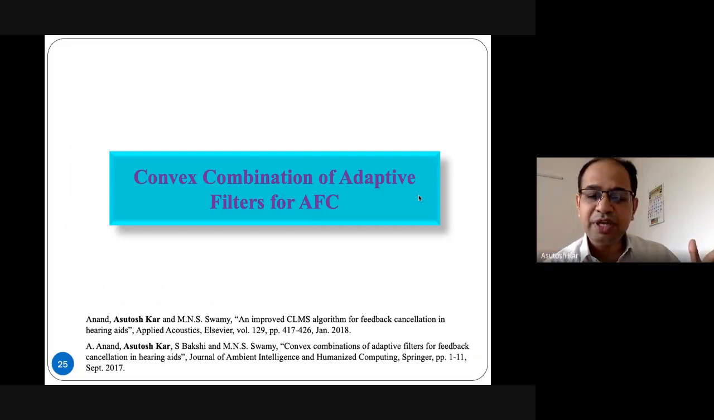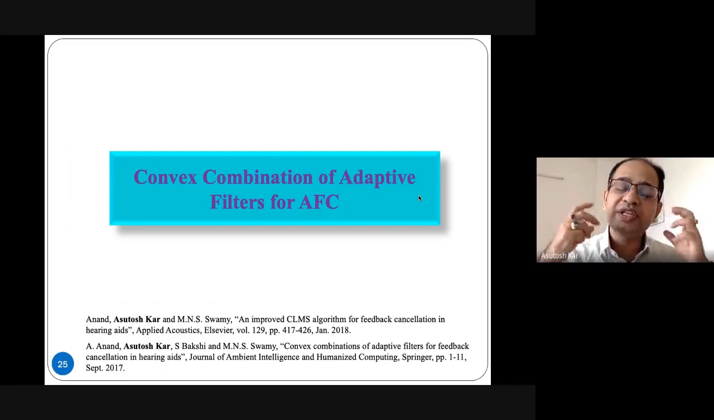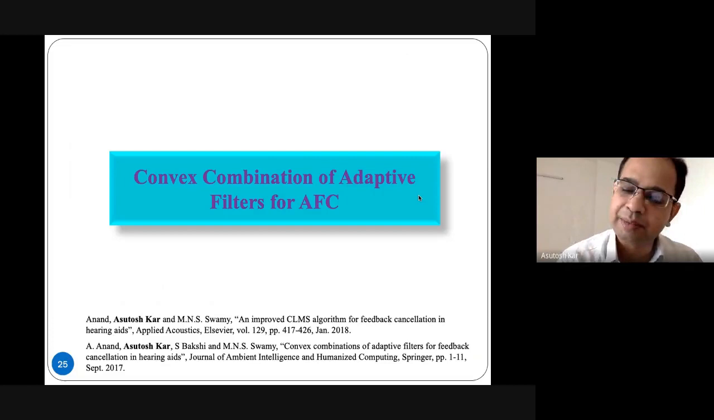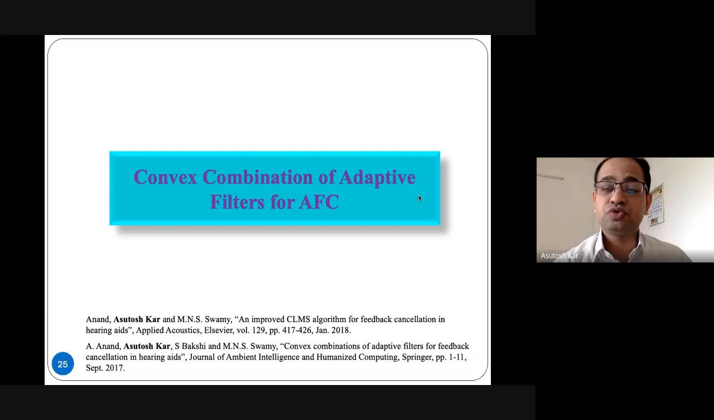But as far as perceptual listening is concerned, that means I bring one human subject to my lab and tell them, hear this sound, hear that sound, and tell me perceptually what the difference between them is. Normally they tell it by giving some score, like a listening score. We provide them a seat, and they put some score. In that we found that we are not getting really escalated performance. So it was not exciting, because of which we were motivated to go for a convex combination of adaptive filters for feedback cancellation. What is it?